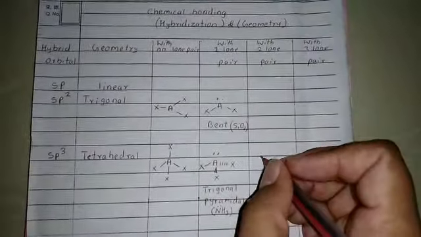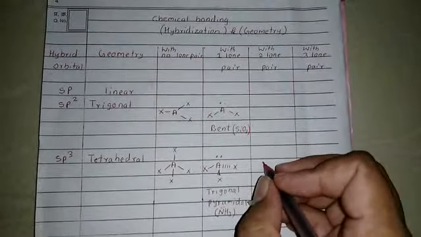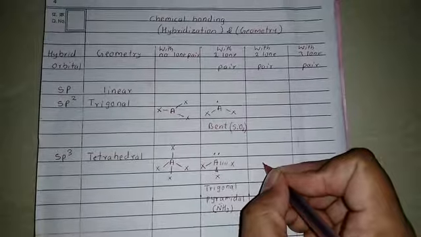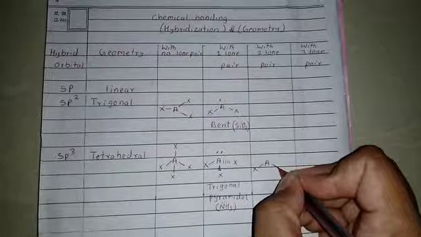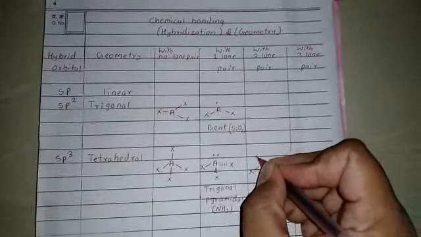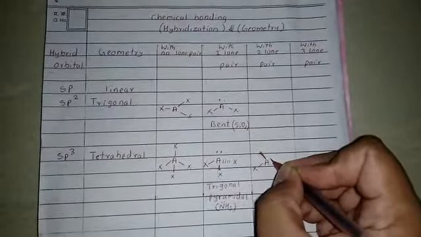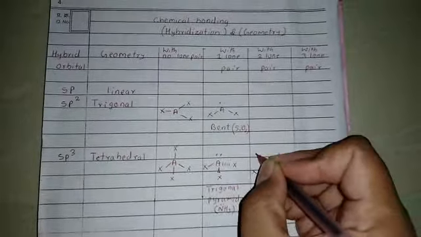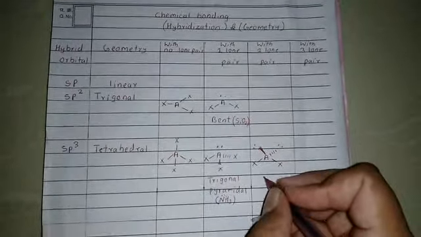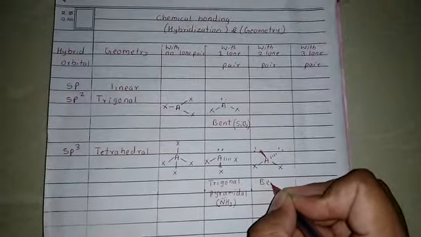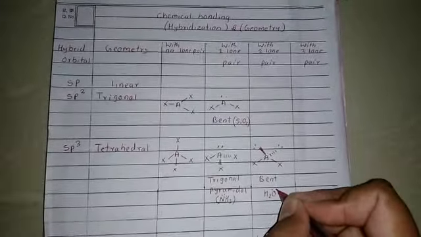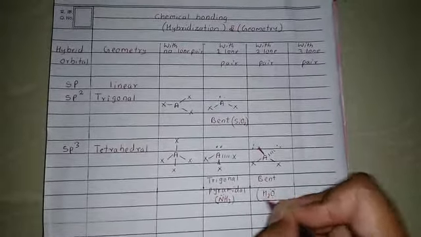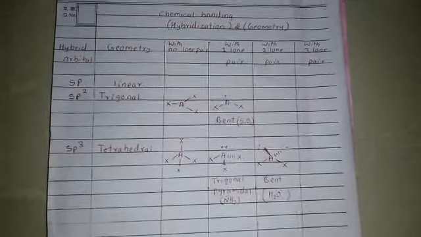If any molecule of sp3 hybridization consists of two lone pairs of electrons, then the geometry appears to be a bent shape, with the two lone pairs. The best example is water. The water molecule is sp3 hybridized with two lone pairs of electrons.